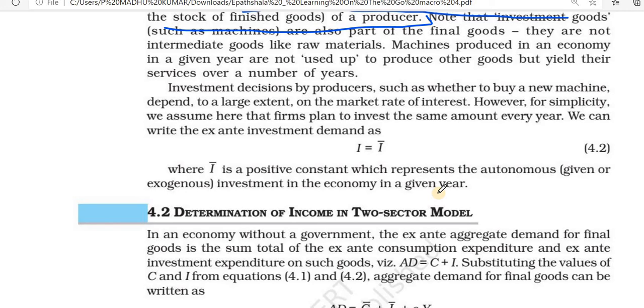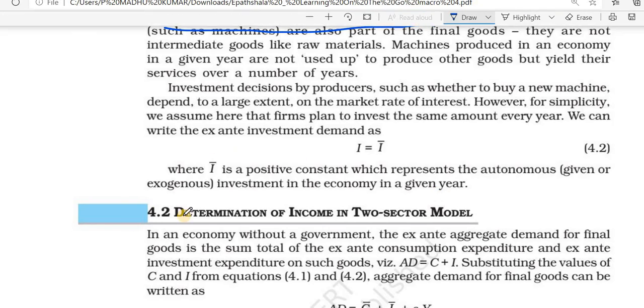Employment cannot increase unless investment increases. When investment increases, then only can we increase employment also. That is the reality. Investment means production will increase, and automatically employment opportunities will also increase.